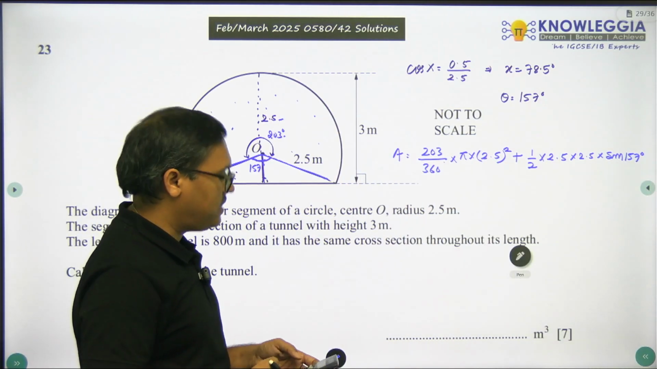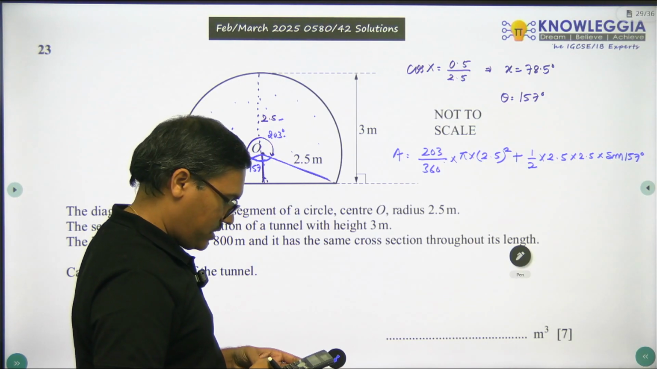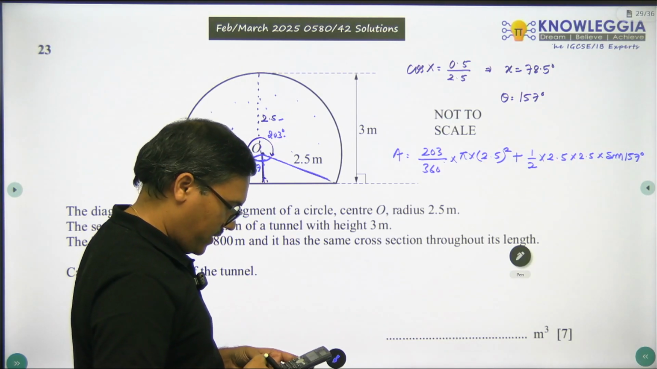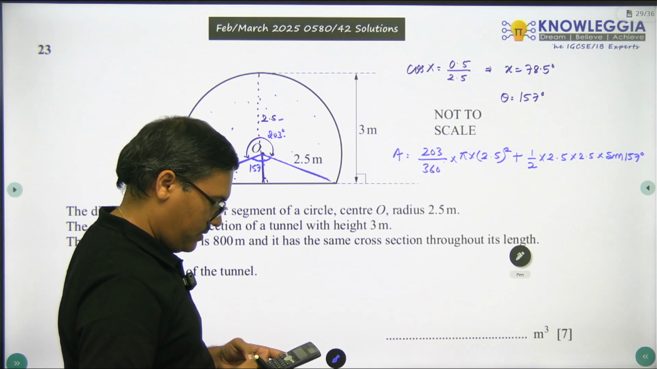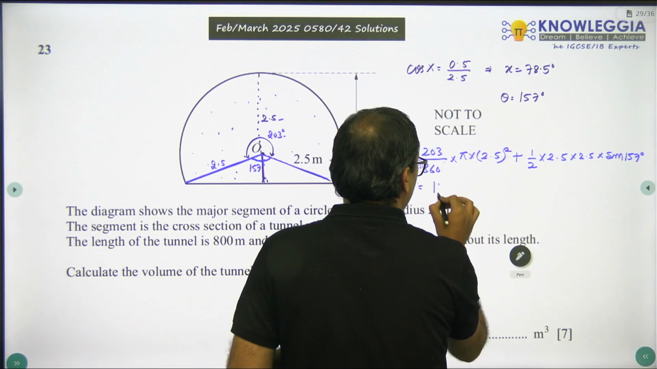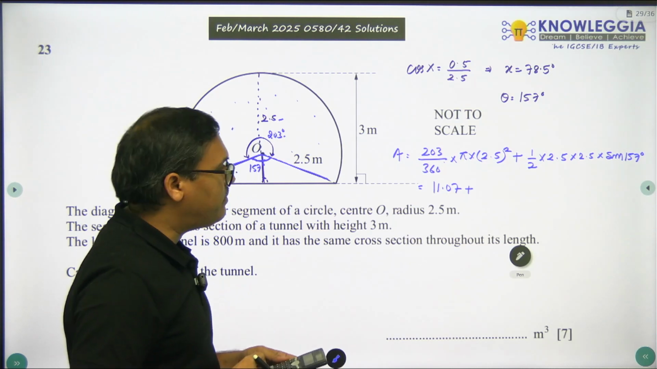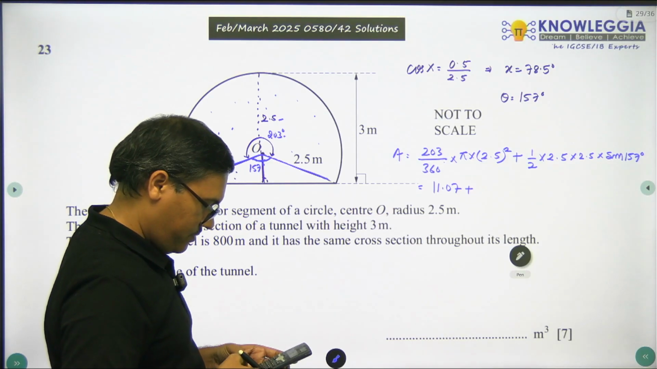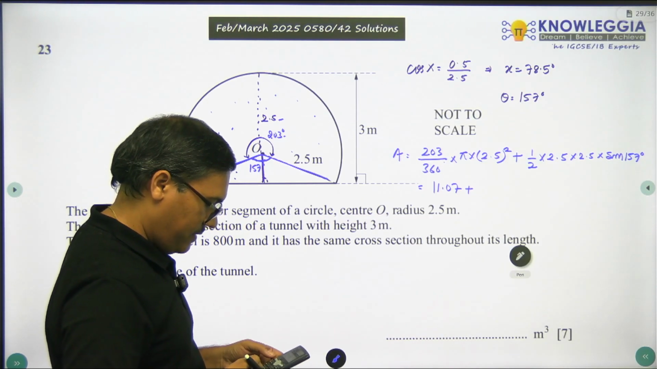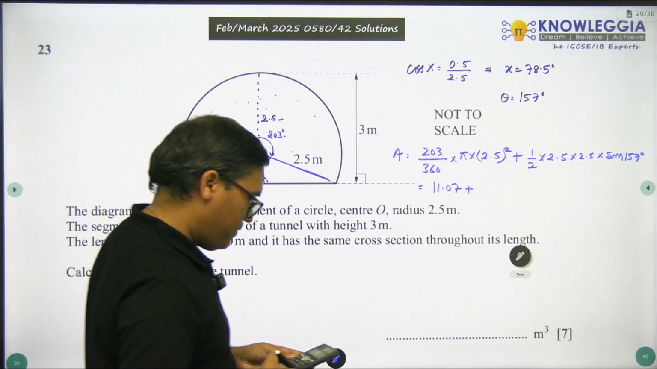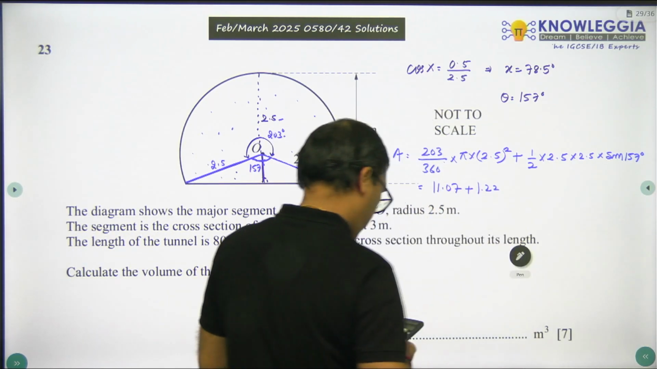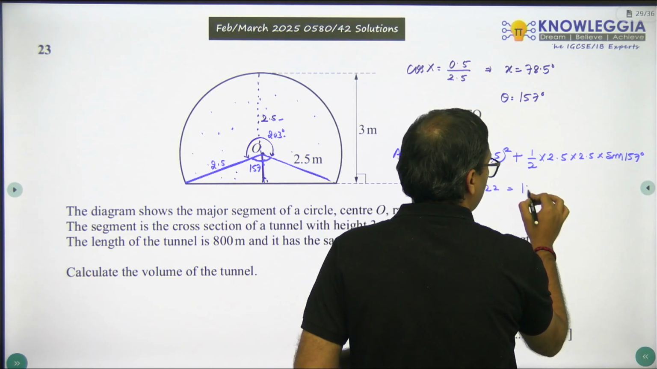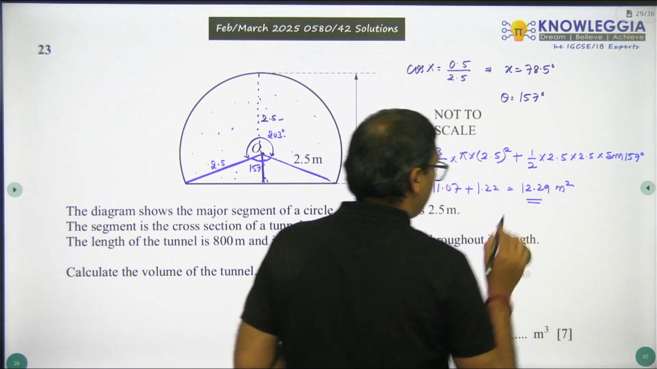So let's calculate this value. This is 203 divided by 360 multiplied with pi multiplied with 2.5 squared, which is 11.07, plus this value, half into 2.5 into 2.5 multiplied with sine 157 degrees, which is 1.22. So the total is 12.29. So this is 12.29 meter square. That is the area of the cross section.